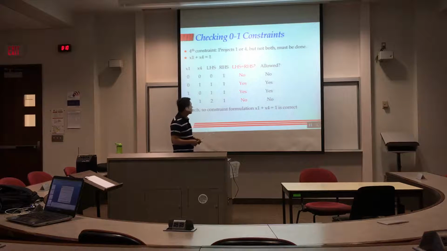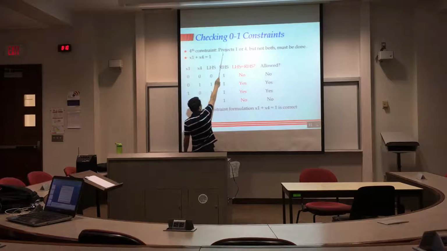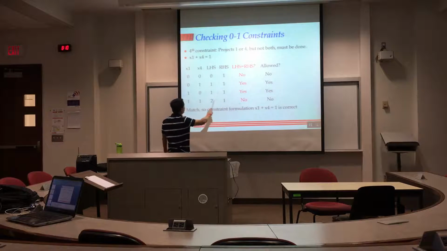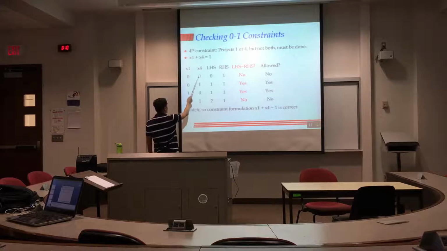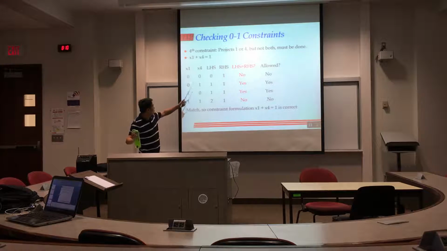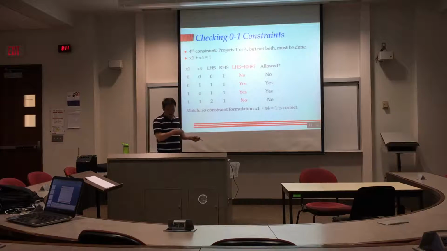For a very simple example, suppose you want to check if x1 plus x4 equals 1 is what you want. You just write all the possibilities: if x1 is 0 or 1, and x4 can be 0 or 1. Then you can see if the left-hand side equals the right-hand side. You want to see if they match. If they match, that's what you want. So this is a way to check if your constraints are correct or not.